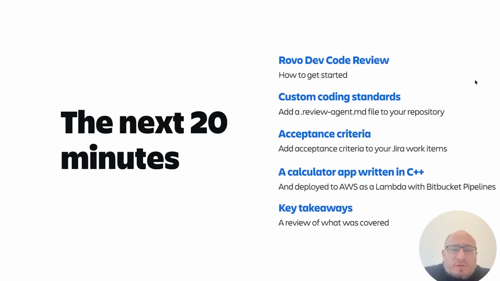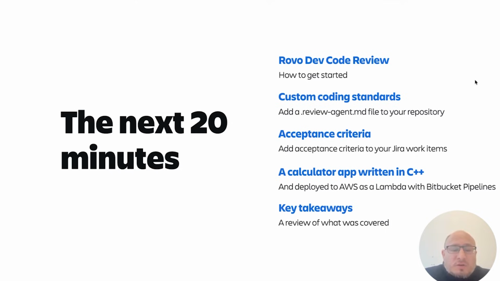All right, first thing I'm going to do is go over what the next 20 minutes is going to look like. We're going to take a quick look at how to get started with Rovo Dev code review. So this will be how to install it and how to set it up to review changes in Bitbucket and GitHub. Once we're done that, I'm going to take a look at how to add custom coding standards to your repositories by adding a review agent.md file to your repos. Then we'll take a look at how you add acceptance criteria to your Jira issues so that you can know when a Jira issue is done or not.